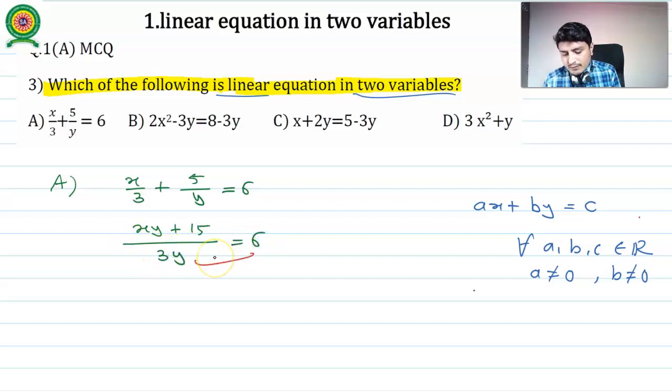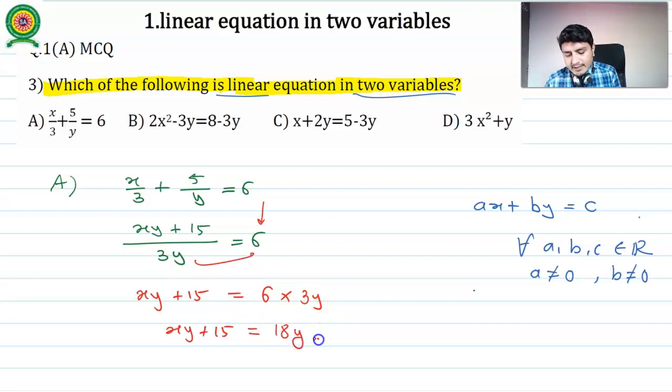So once we shift the 3y from LHS to RHS, it is a divisor. After shifting, it will become a multiplier. Multiplier to whom? Multiplier to 6. So xy plus 15 equals 6 into 3y. So xy plus 15 equals 6 3s are 18 times y.